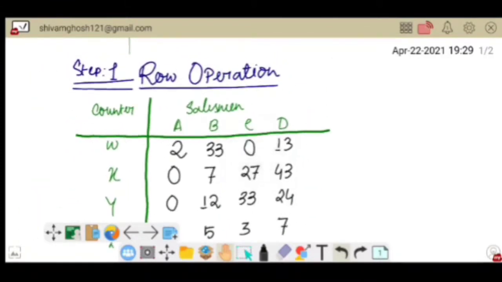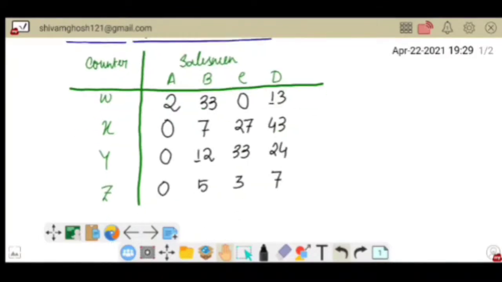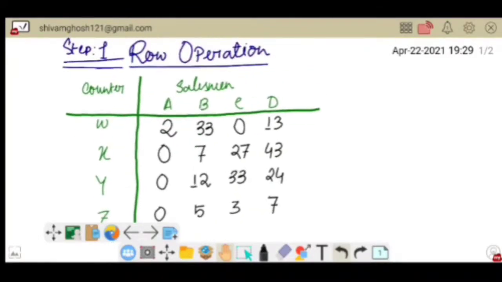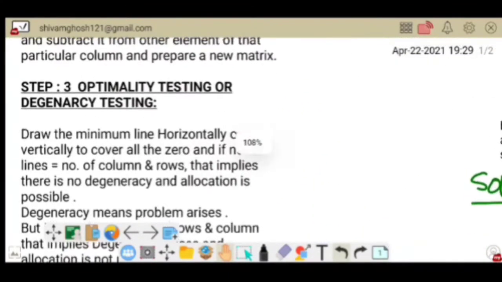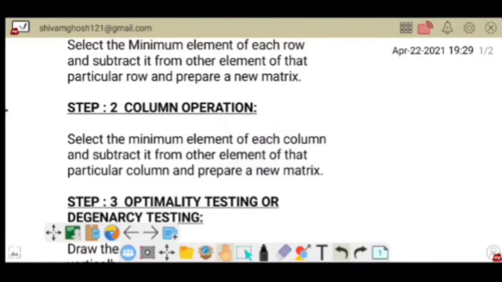So the new matrix in step 1 has been created. Now we will go for our next step, which is the column operation. In the column operation, it says to select the minimum element of each column and subtract it from the other elements.